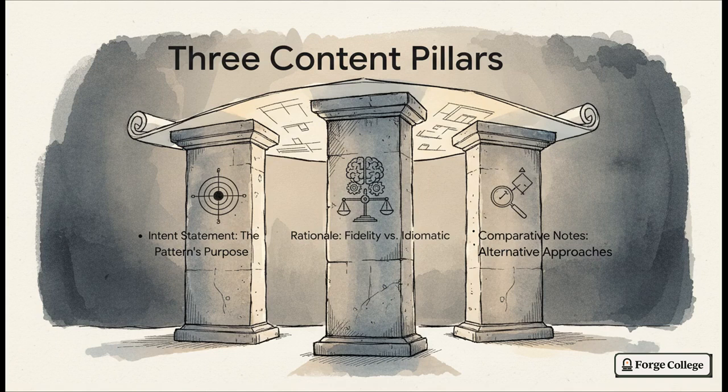Beyond the metadata, the actual written content of your entry rests on 3 content pillars. First, the intent statement, just a short paragraph explaining the pattern's overarching purpose. Second, the rationale. This is your deep dive into those fidelity versus idiomatic trade-offs we just talked about. And third, the comparative notes. This is where you outline alternative approaches you considered but ultimately rejected.